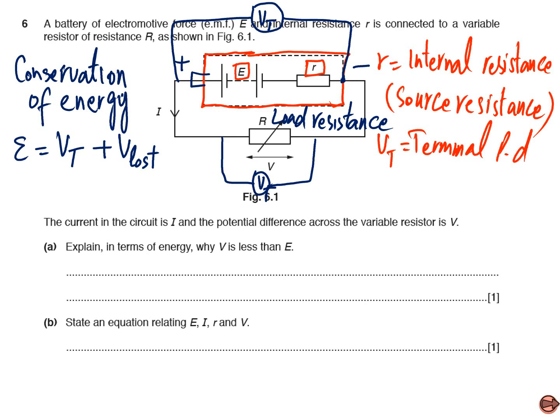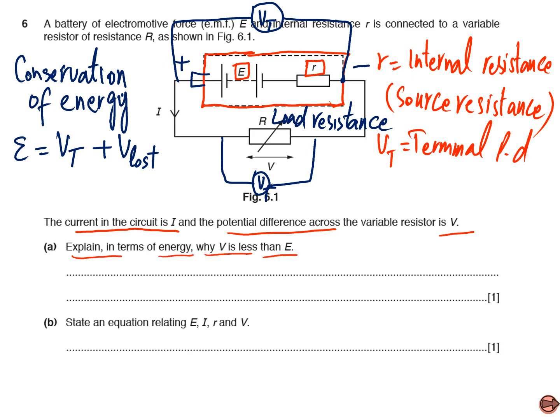Now let's try to answer this question. The question is asking for the current in the circuit. It is given to us, and the terminal potential difference across the variable resistor is also given, equal to V. The question asks us to explain in terms of energy why V is less than E.